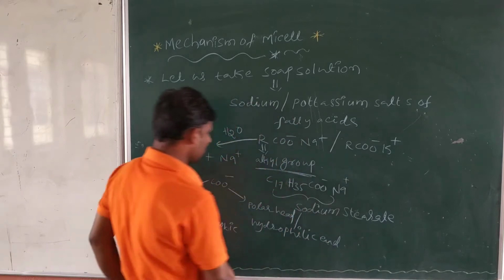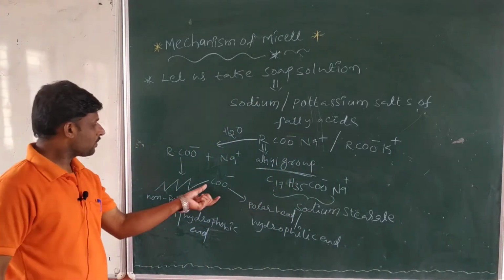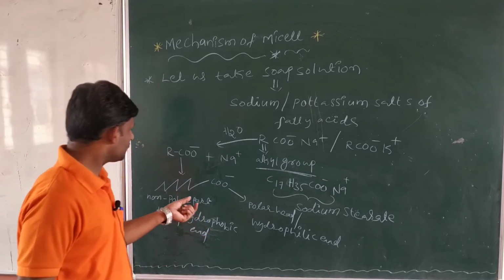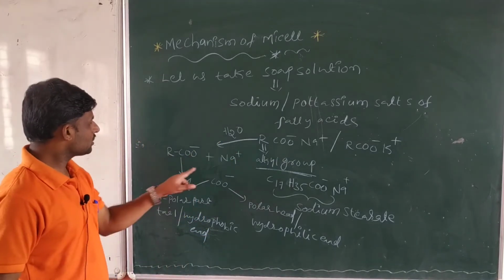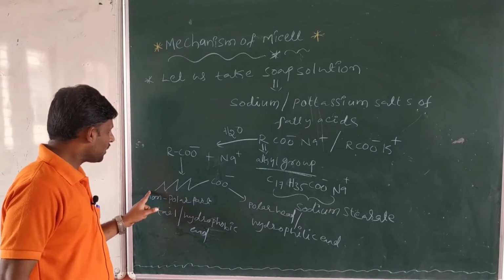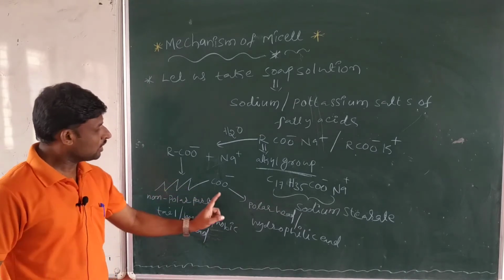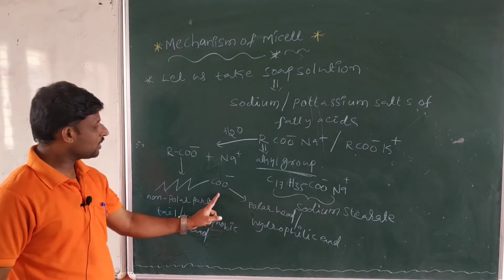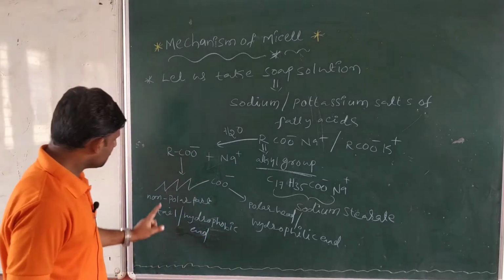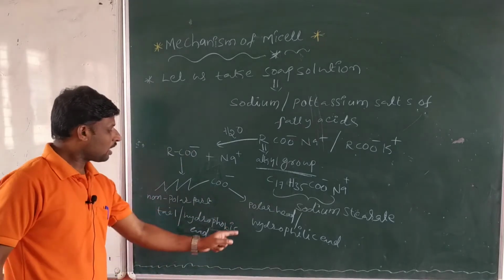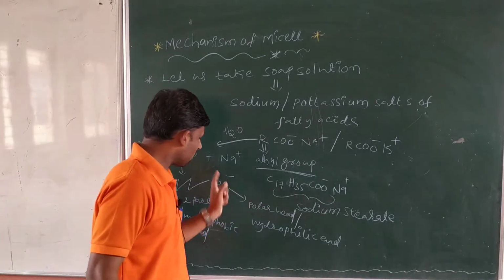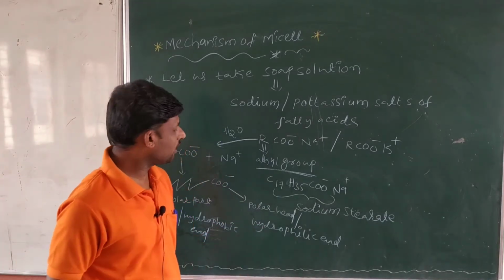Now what happens in the soap mechanism when I treat it with water? These two ends are formed. One is the alkyl group containing end, called the non-polar part. One is the COO minus group containing part, called the polar head and hydrophilic end. This end does not react with water because it is hydrophobic. This end reacts with water, the hydrophilic end. Are you getting my point?